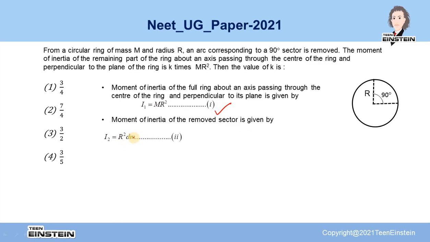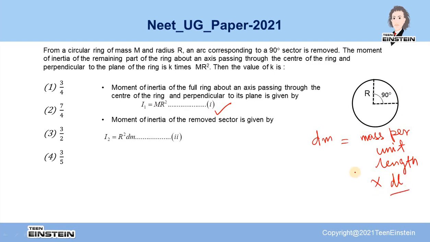I2 is equal to r squared dm. Since this is a ring, it has a mass distribution at the periphery, so that's why we can write this as r squared into dm, where dm is the mass of this removed sector. And how to find out dm? Dm can be found out if you know the mass per unit length into the length of this sector.